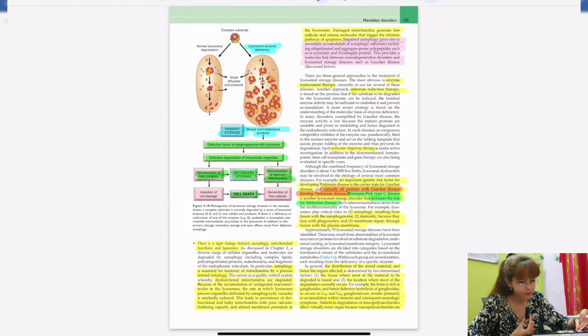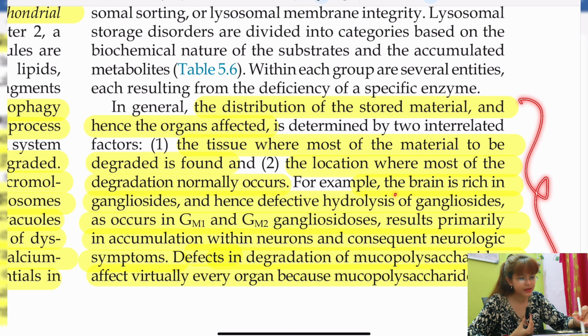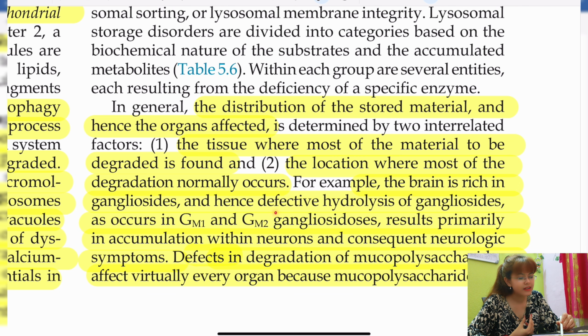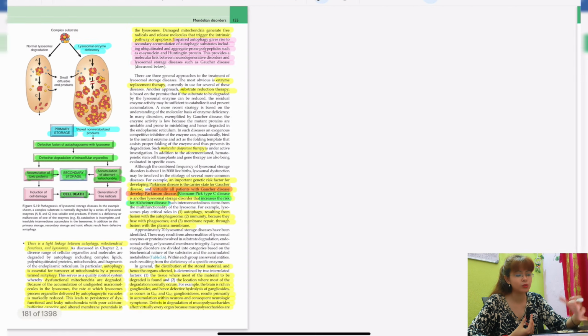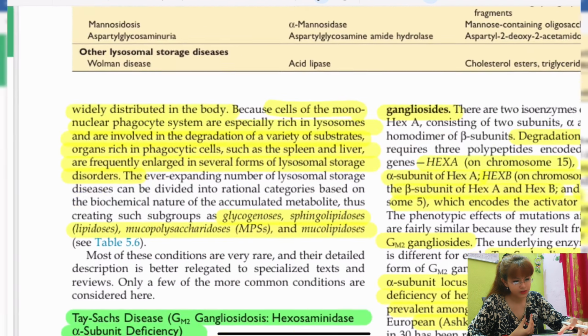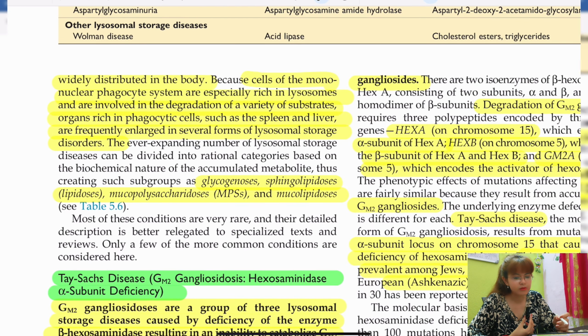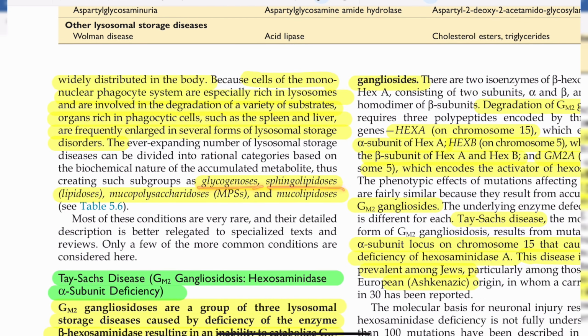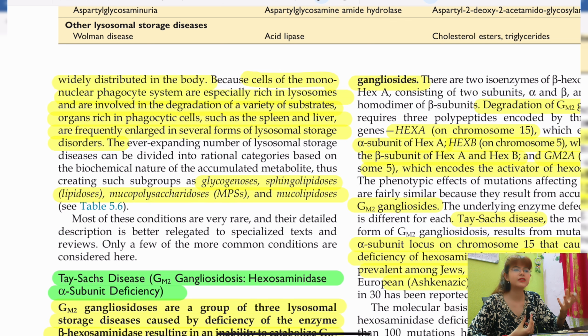These are the examples which you can read, like the brain is rich in gangliosides, and therefore defective hydrolysis of these gangliosides results in accumulation of GM1 and GM2 gangliosidosis, which results primarily in accumulation within the neurons and consequent neurologic symptoms, because this is the basis why there are so many neurological symptoms in this kind of disease. This also forms the basis of other diseases like glycogenosis, sphingolipidosis, mucopolysaccharidosis. Basically all of this is because of the accumulation of these products, because of the defect in an enzyme which is not able to degrade those substrates properly.